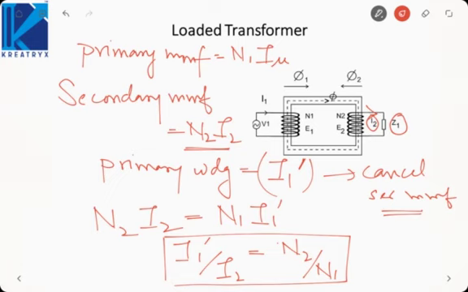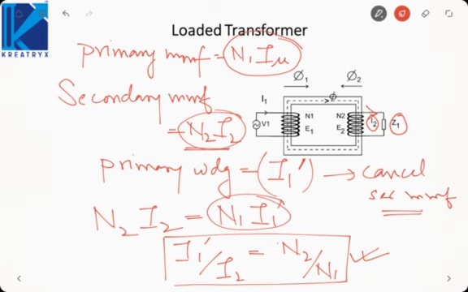Why is it called the load component? Because it is generated only when a load is connected across the secondary winding. So load component of the primary current and load component of the secondary current are related by the inverse of the turns ratio. Now since primary is cancelling the secondary MMF, the only MMF that remains is N1 into I mu, because these two MMFs will cancel out each other. So we can say the MMF in the transformer is constant, or the flux in the transformer is constant. So the transformer can be treated as a constant flux device.